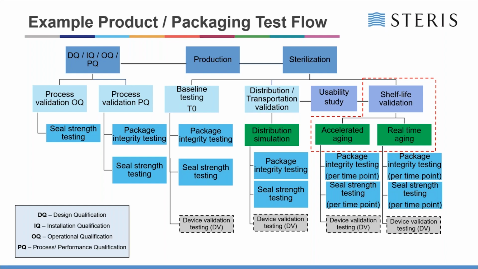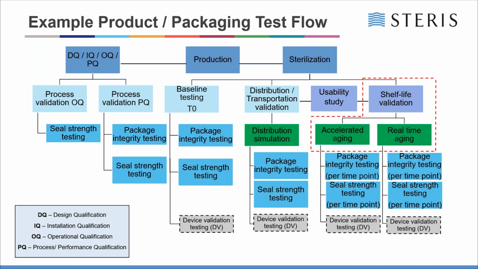If you look at the example on screen, this is typically what a whole testing process looks like throughout the likes of ISO 11607. So you have your design qualification, installation qualification, operation qualification, and process or performance qualification, and the different tests that are done at different levels. So typically at OQ, you'd start with seal strength testing. And then at PQ, you'd add in package integrity to that seal strength testing, because all you're doing at the OQ stage is basically establishing the seal strength for your packaging and establishing the minimum or the nominal seal area.